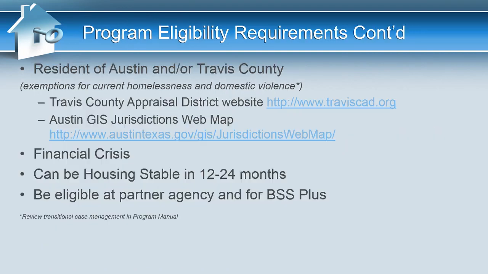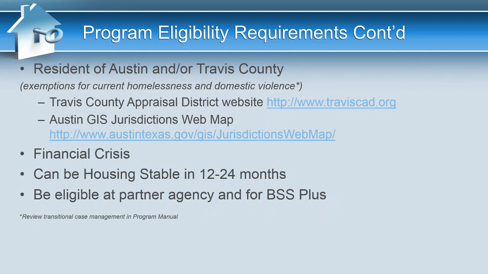So the next components of program eligibility as set by the city include that all referrals that are entering the program must be a resident of the City of Austin and or Travis County. And we've got listed on this slide for you the different ways that you can check for that eligibility. You can go to the Travis County Appraisal District and put in the household's street address and confirm that it's in the City of Austin and or Travis County. And then you can also go to the Austin GIS Jurisdictions web map to also place in that address.